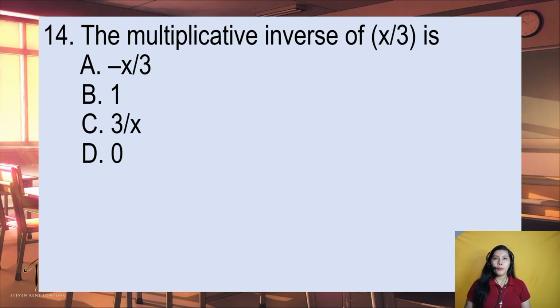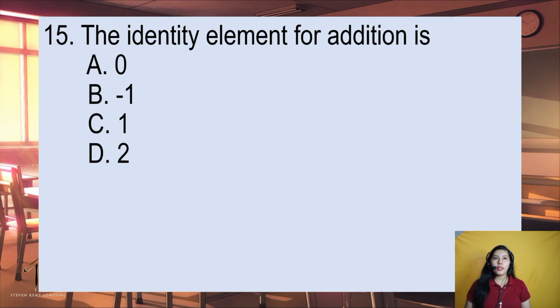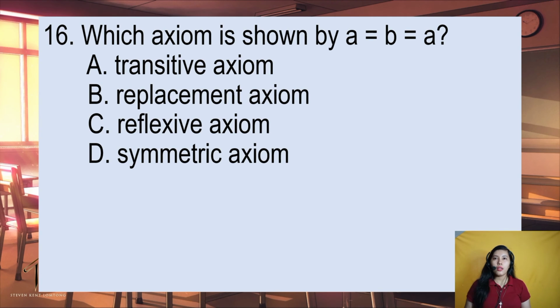The multiplicative inverse of x over 3. So the multiplicative inverse is just simply the reciprocal of that number. So that is equal to 3 over x. Next, the identity element for addition is equal to 0, of course. So if we have A plus 0, that will be equal to A. Next, we have an axiom here, which axiom is shown by A is equal to B equal to A. So that is symmetric axiom.